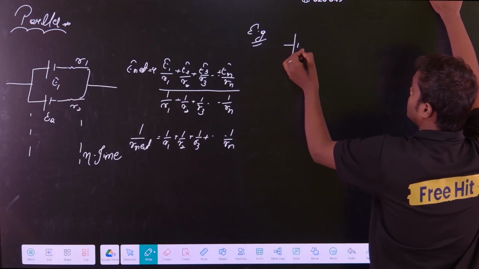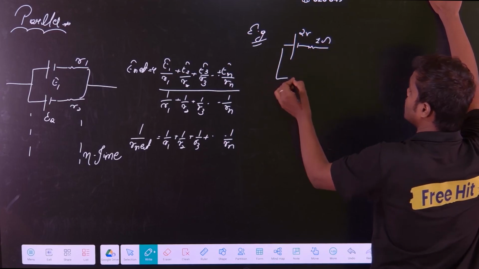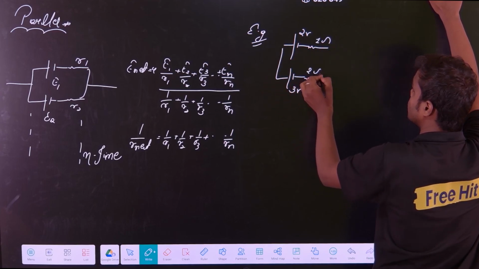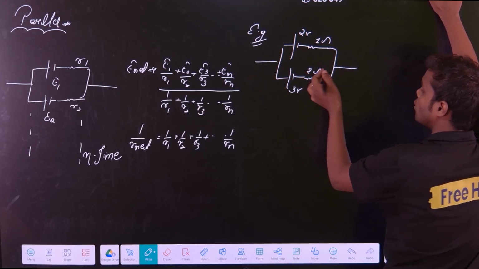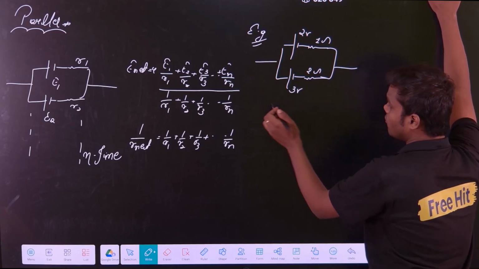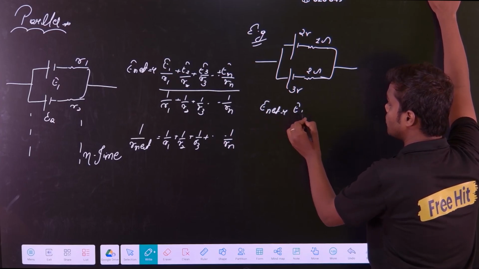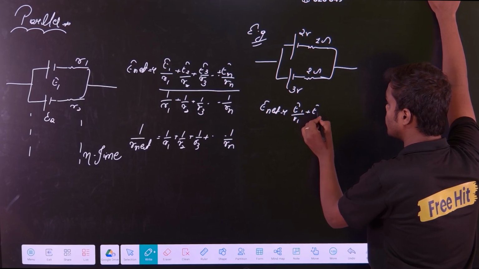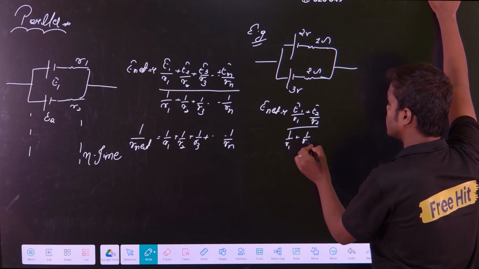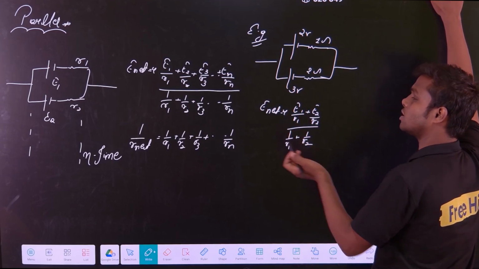Suppose there is one battery of 2 volt connected to 1 ohm of resistance, and similarly I have another battery of 3 volt with internal resistance 2 ohm, and they are connected together. How will I replace it? First I have to find the E net. Now my question is whether we will write the formula E1 upon R1, E2 upon R2, divided by 1 upon R1, 1 upon R2, but whether you will always take a plus sign here. It will depend upon the direction of current.